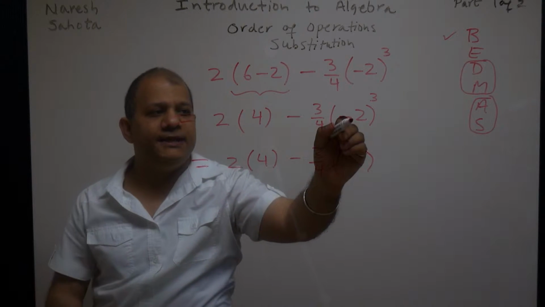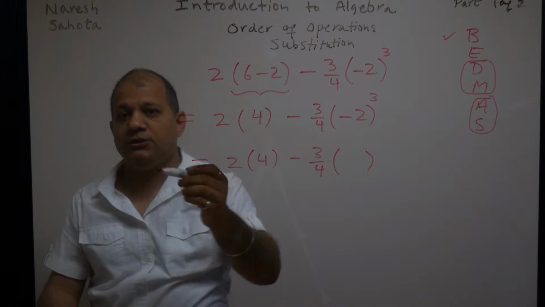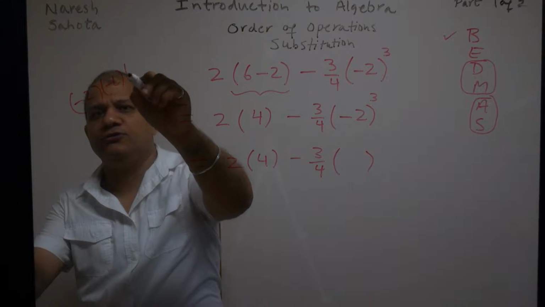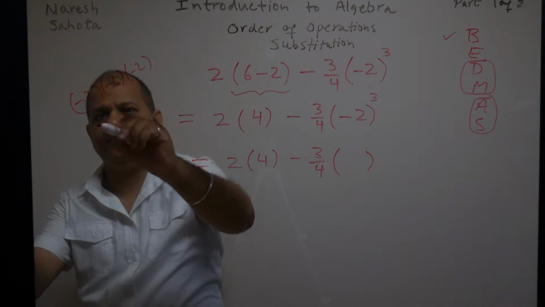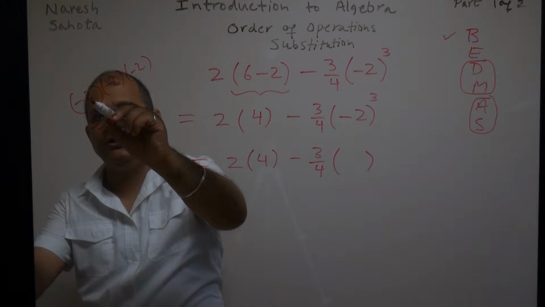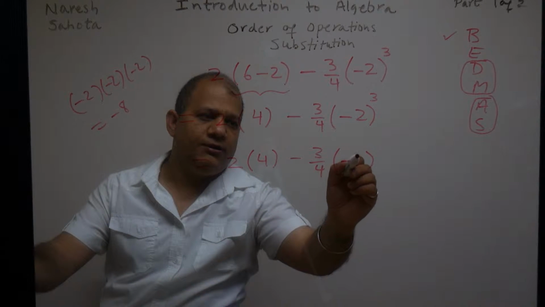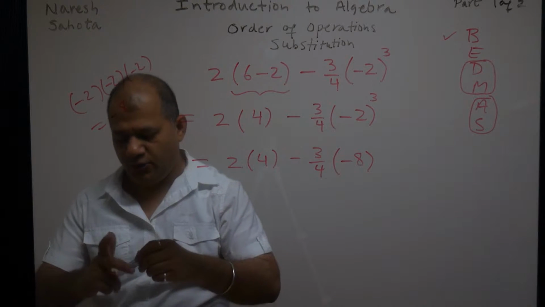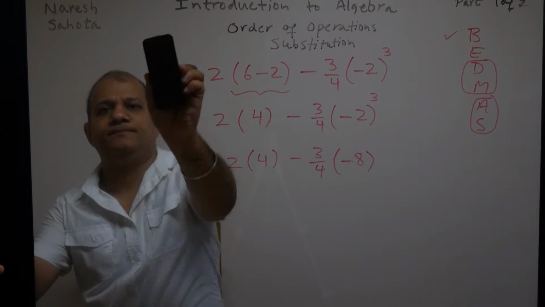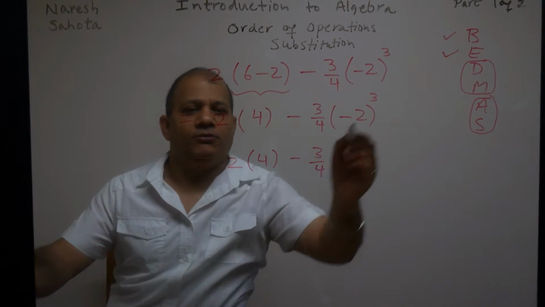Now, what is -2 raised to the exponent 3? -2 cubed. We know that's -2 times -2 times -2. Negative times negative is positive, times negative is negative. 2 times 2 is 4, times 2 is 8. So that's -8. There you go. We have now dealt with the exponent.